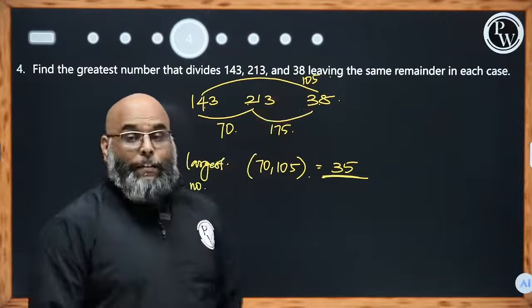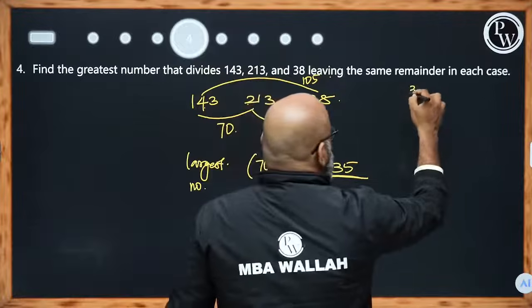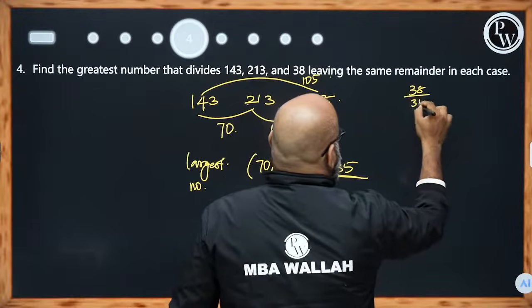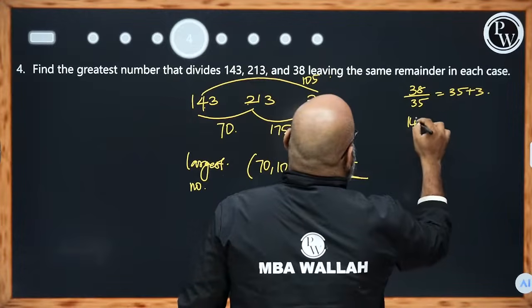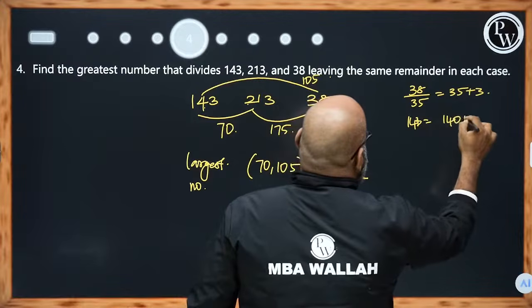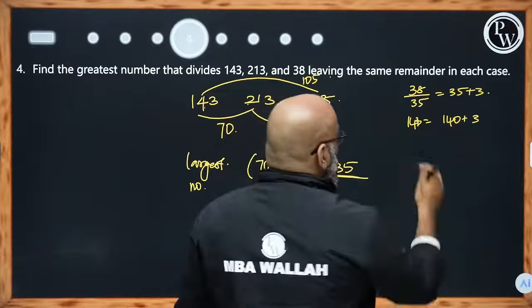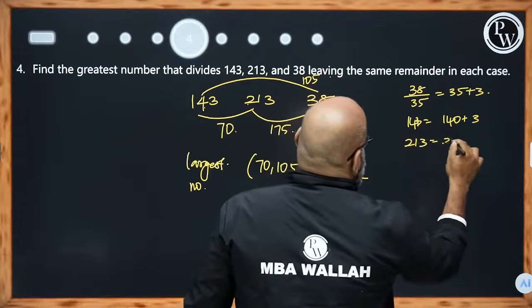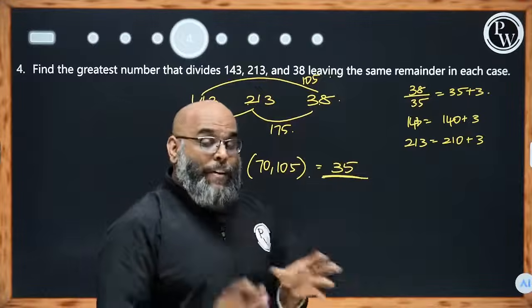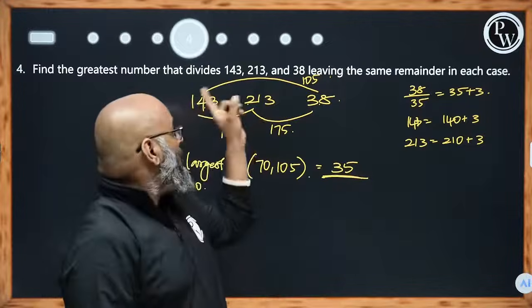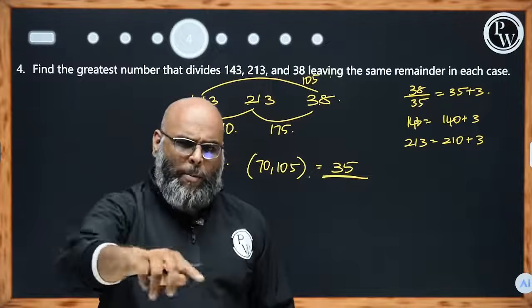38 divided by 35, remainder is 3. 38 is 35 plus 3. 143 can be written as 140 plus 3. 140 is divisible. 213 is 210 plus 3 because 210 is divisible. 35 is the largest number that can divide all the three numbers, leaving you the same remainder.